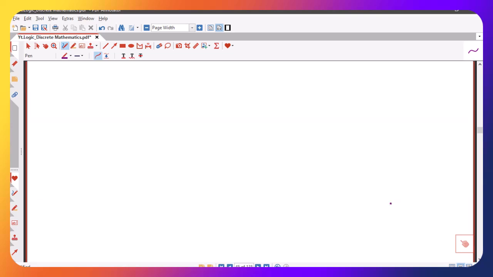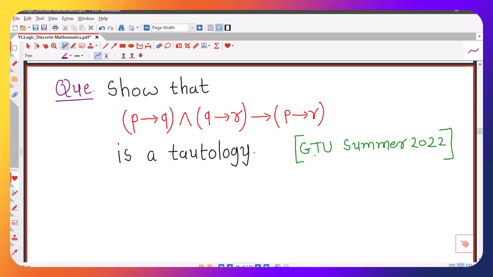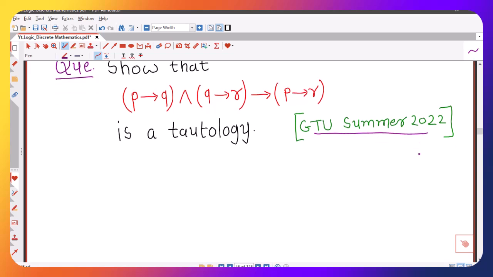So now we consider another question on tautology which was asked in the GTU Summer 2022 exam. Here we have to prove that this compound proposition is a tautology, and we can see the first statement is a conjunction of two implications, P to Q and Q to R, and here we have the implication P to R, and here we have the conjunction of P to Q and Q to R.